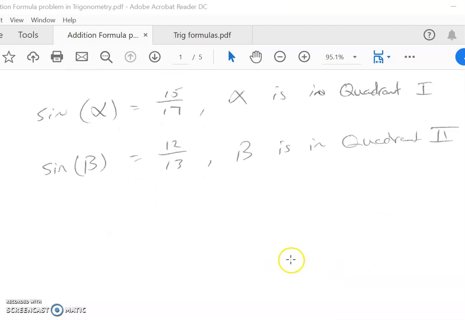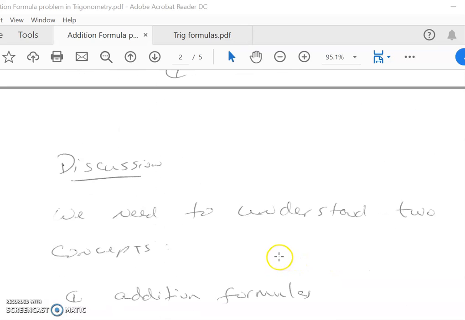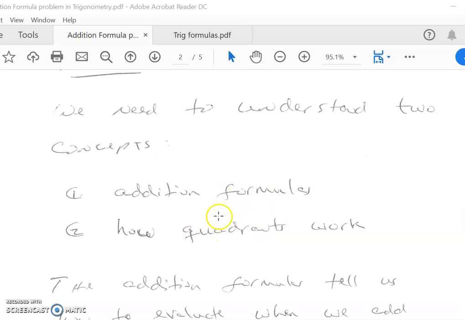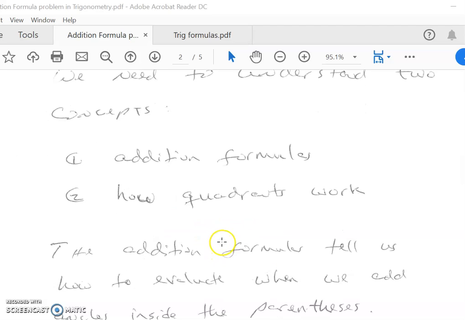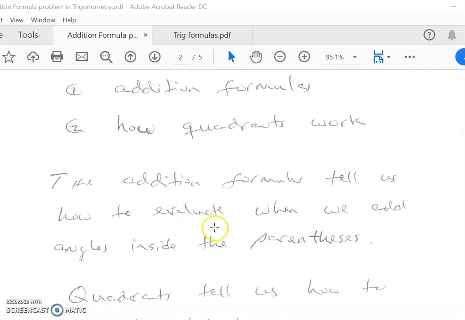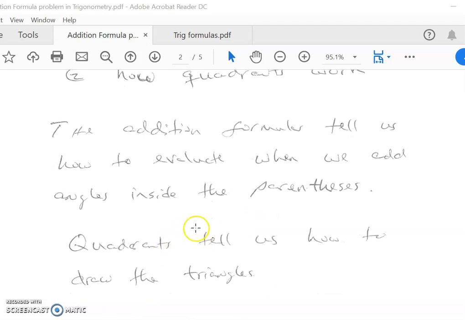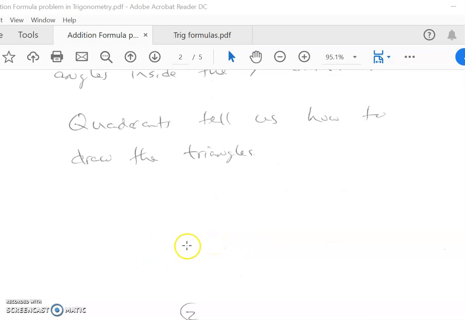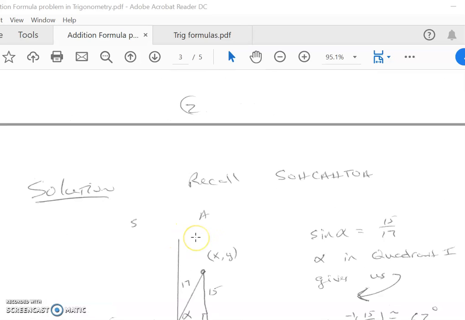So what does that tell us? Here's my discussion. We need to understand 2 concepts: the addition formulas, and how quadrants work. What does it mean when we say something is in quadrant 1 or quadrant 2? The addition formulas will tell us how to evaluate when we add the angles inside the parentheses. The quadrants tell us how to draw the triangles, and they also give us the sign, S-I-G-N. Is it positive or is it negative?